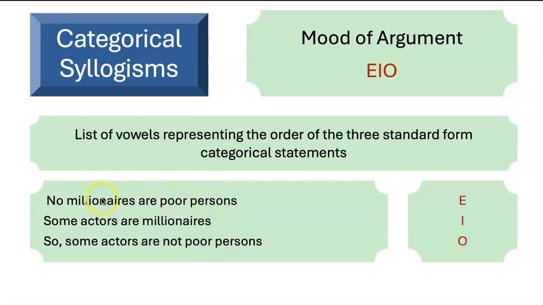The first condition was that each statement must be in standard form. Yes, and each of these is in standard form. We already established E, I, O. The major premise is first, the major term is in the first premise, and the conclusion is stated last. So we are good. This syllogism is in standard form.